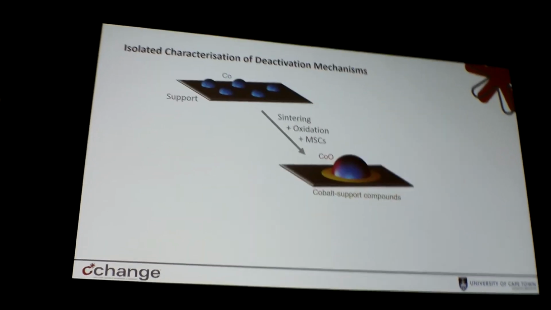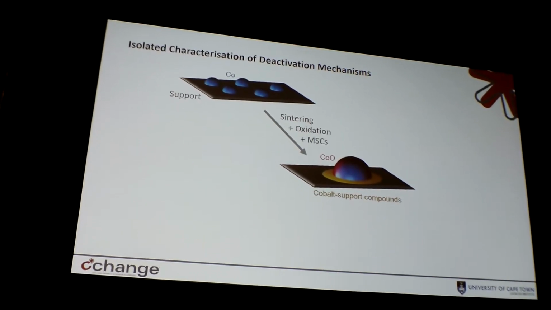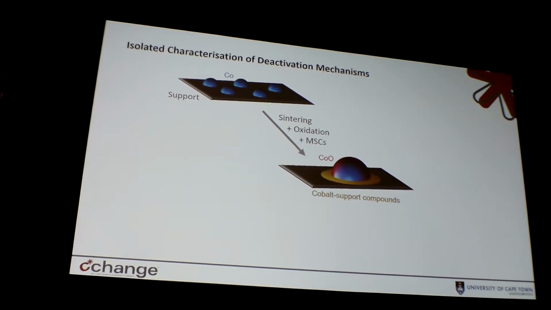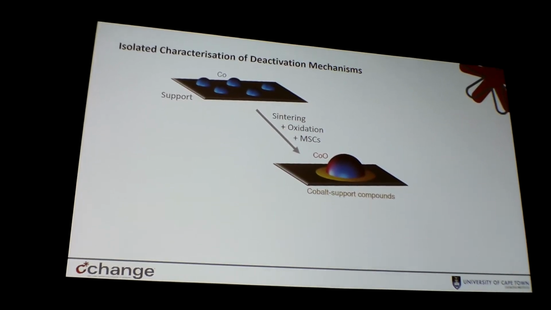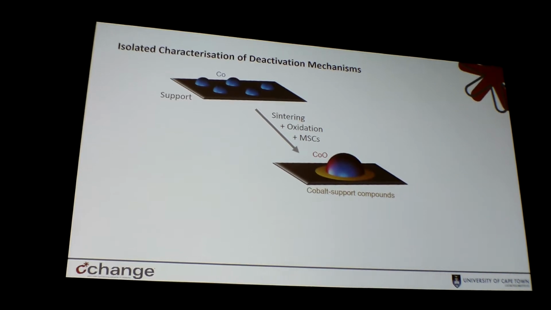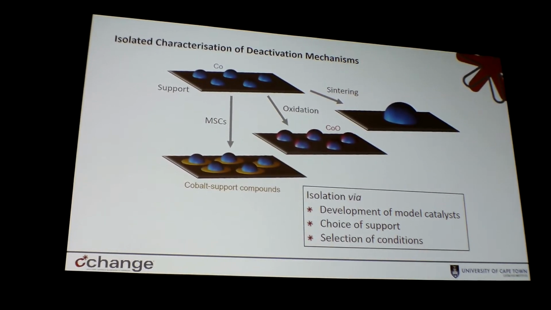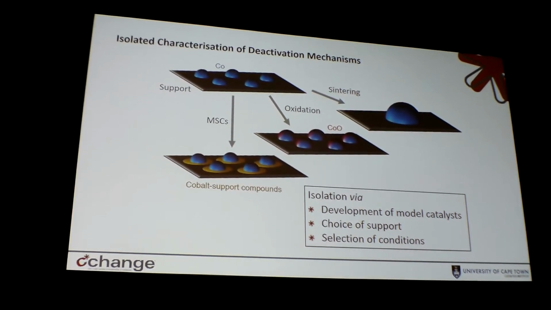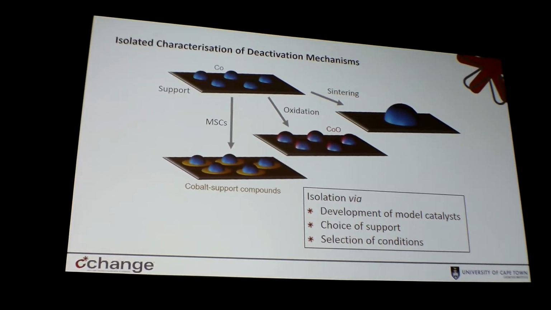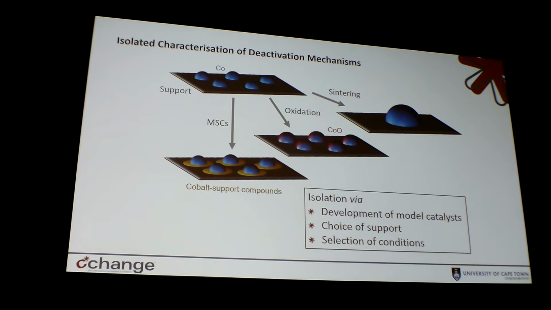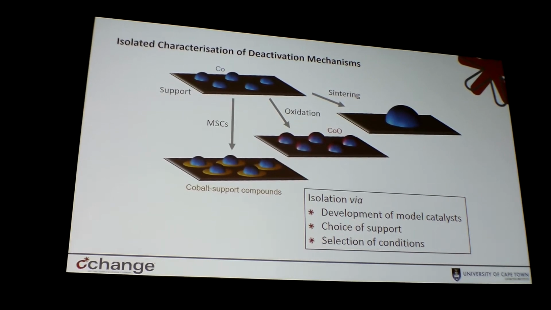In these experiments that I want to show you now, there's some examples that we use in order to deconvolute those effects and learn more about sintering, oxidation, and metal support compound formation. And we do this via development of model catalysts, so different model catalysts that we have prepared specifically for this, the choice of different supports, and also the choice of selection conditions.